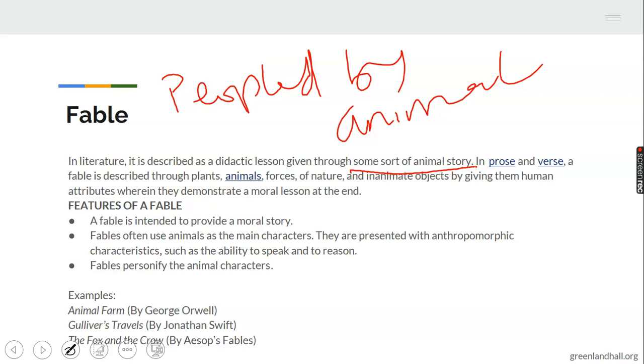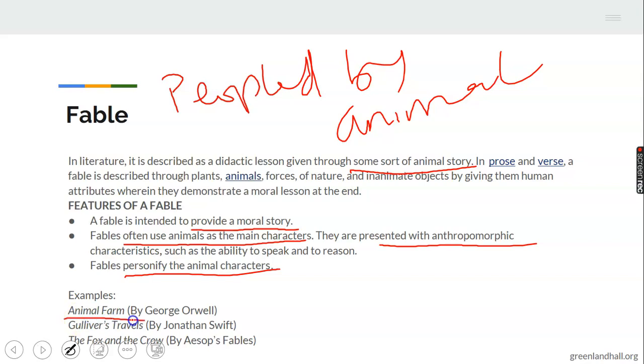Thank God some of us are used to cartoons. We watch some cartoons where animals speak. Animals speak, they convey messages to us, they teach us moral lessons. That is a fable. A fable is intended to provide a moral story. A fable uses animals as main characters, and it also personifies the animal characters, in the sense that they are meant to act like humans. That's why they say they are personified.